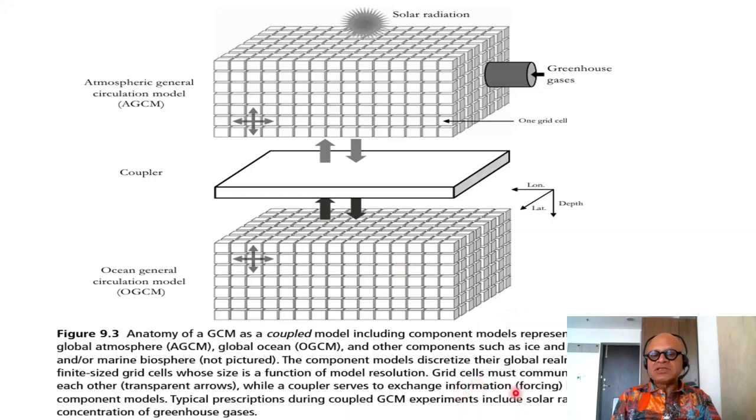Grid cells must communicate with each other, so transparent arrows are shown here, while a coupler serves to exchange information between the component models. So the ocean serves water and energy to the atmosphere. Atmosphere drags the ocean around or cools and warms it, with winds and heat fluxes and freshwater fluxes and so on. Typical prescriptions during the coupled general circulation model experiments include solar radiation at the top of the atmosphere and the concentration of greenhouse gases.